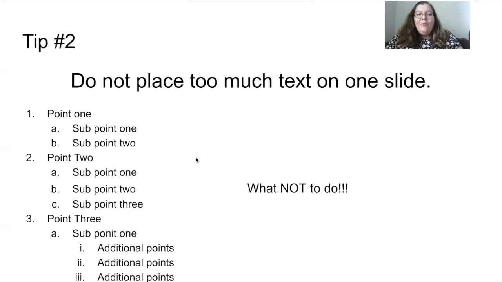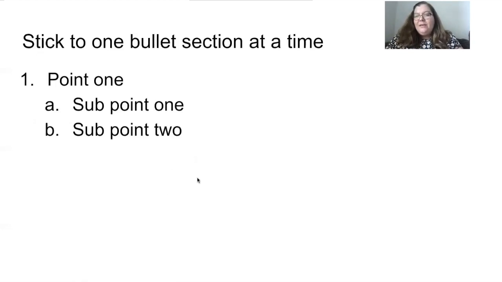So you want to keep it more simple and stick to one bullet section at a time. So if you're doing something like an outline, stick to just that one section. I like to say no more than like 5 lines on a slide at a time.